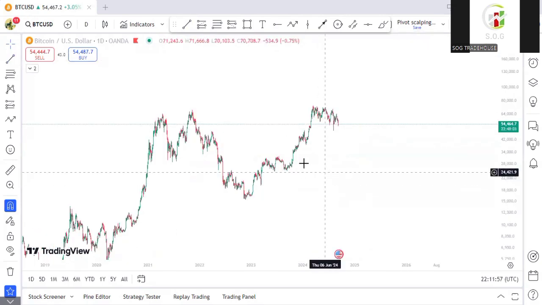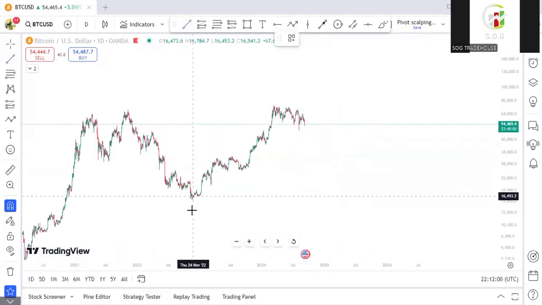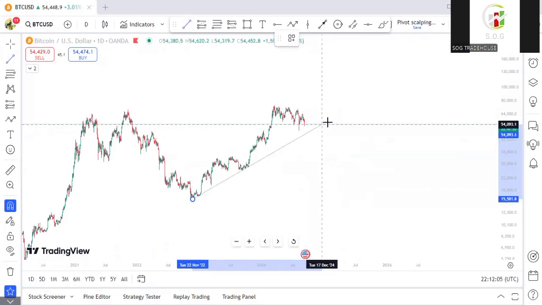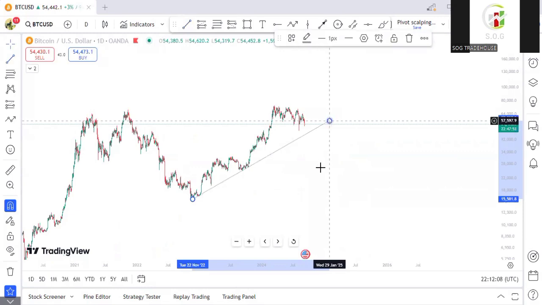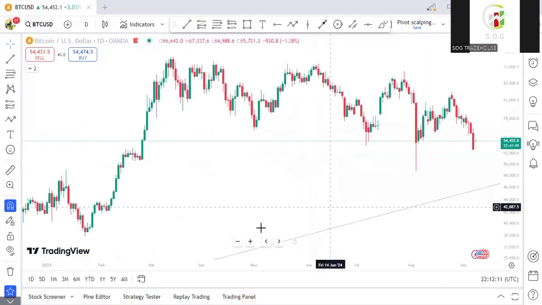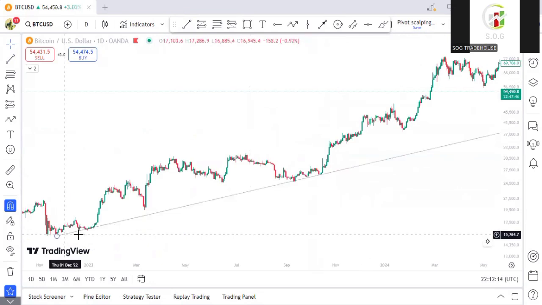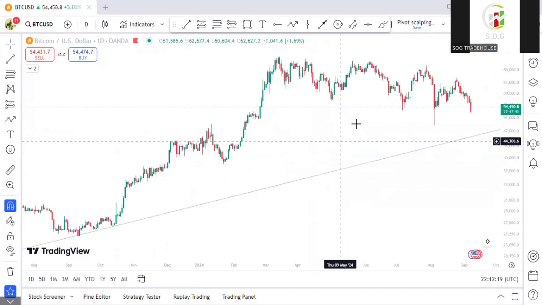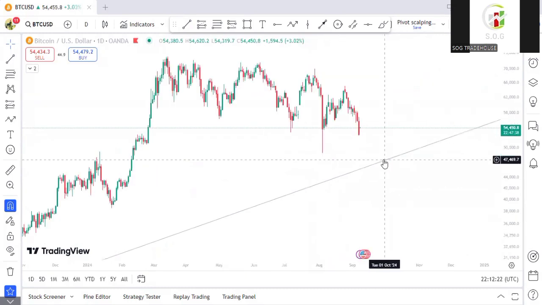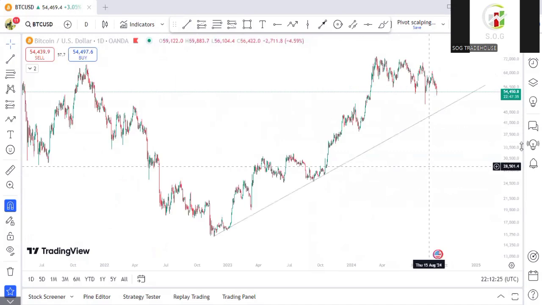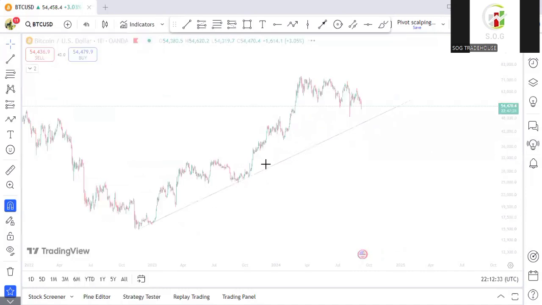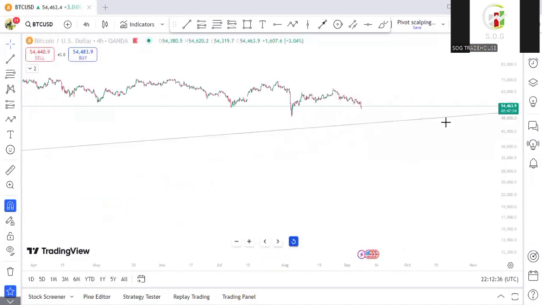So on BTC USD, we can connect our trend line on this low, our first touch, second, third. So we've got multiple touches on this trend line. So there's the first touch, second touch, third touch, fourth touch, and we're currently waiting for the fifth touch of the trend line. So let's focus on what the market is doing currently to see if we can join the move to the downside.